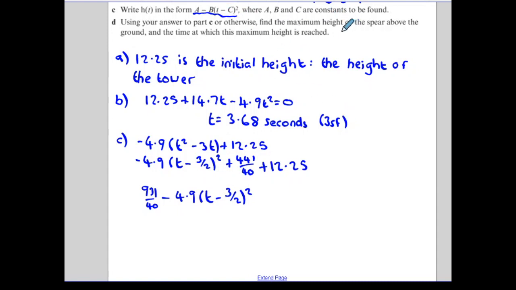a, b, and c are constants to be found. We found them, but we could state what they are. a is 931 over 40. b is negative 4.9. And c is 3 over 2. It's not negative 3 over 2, because the negative is already in there. In fact, that's the same for b. So I shouldn't have that.